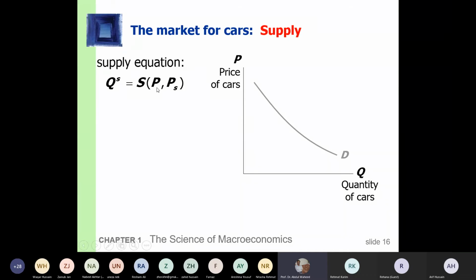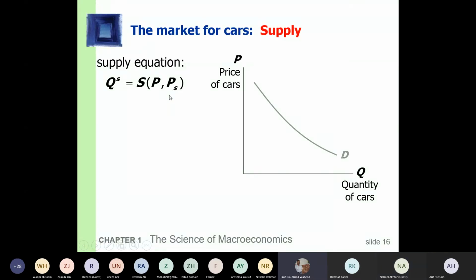Now, what do you think about the relationship between the price of new cars and quantity supplied? It would be positive or negative? Positive. Then we have the price of steel. Steel is an input, so what do you expect about the relationship? There will be a negative relationship. When the price of steel increases, supply decreases, because the cost of production will increase, which will discourage suppliers from producing more, as the profit margin will decrease.